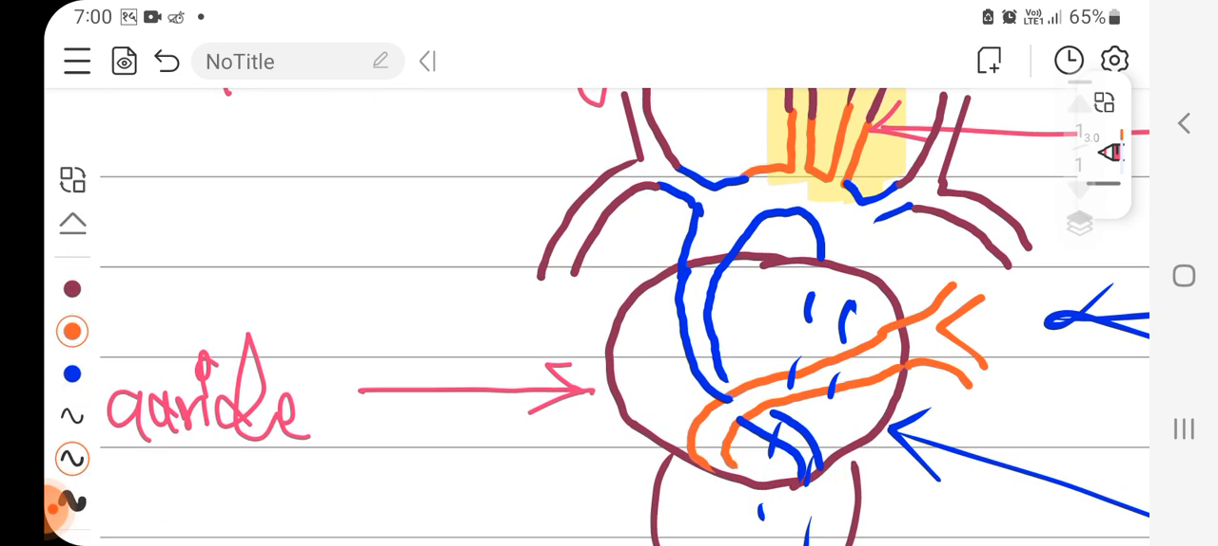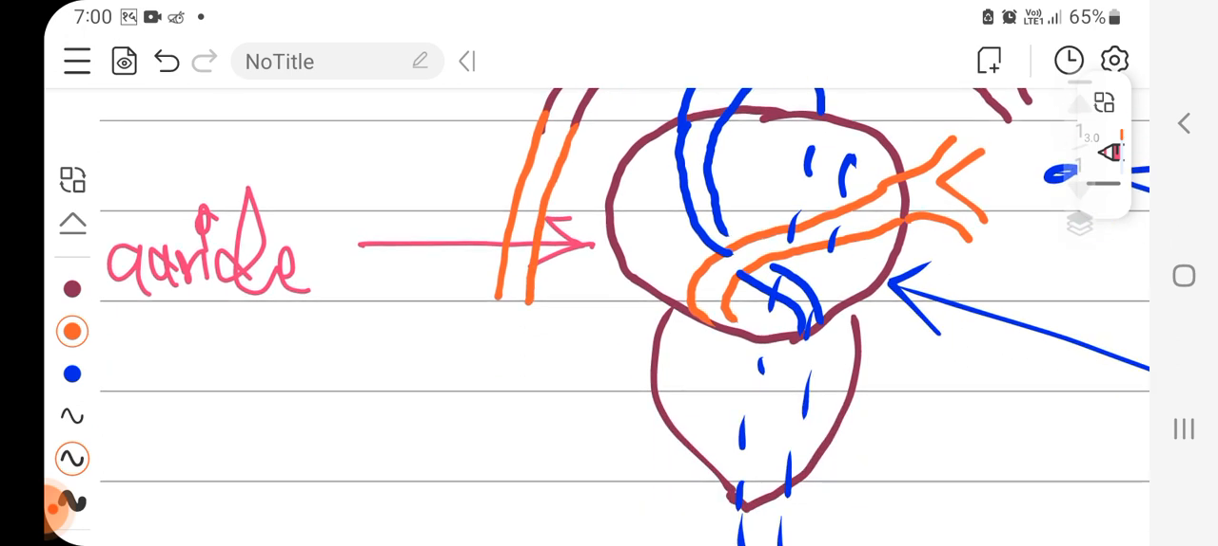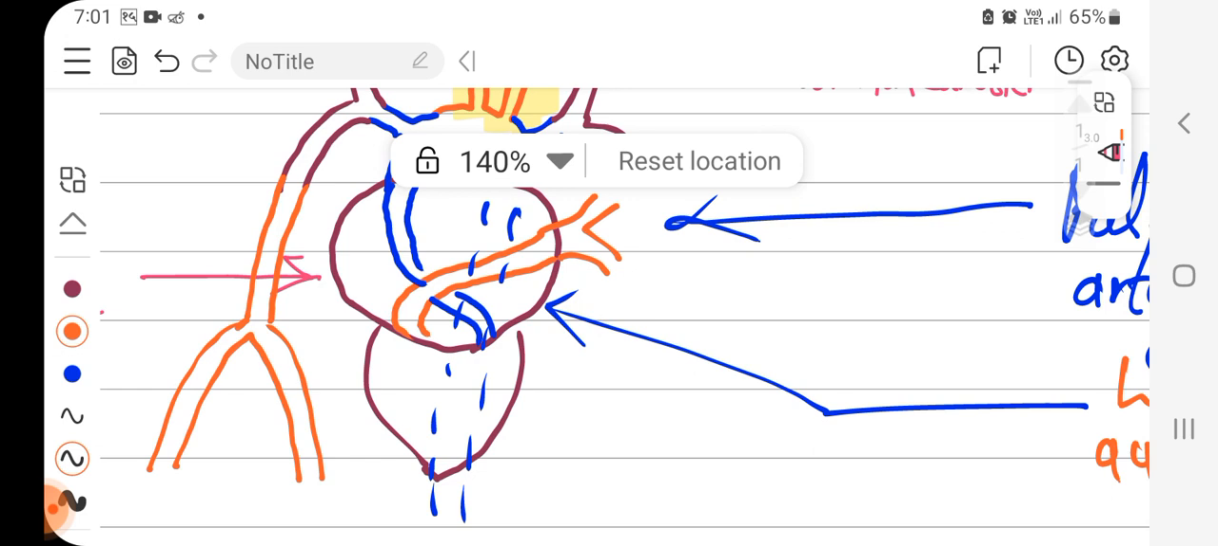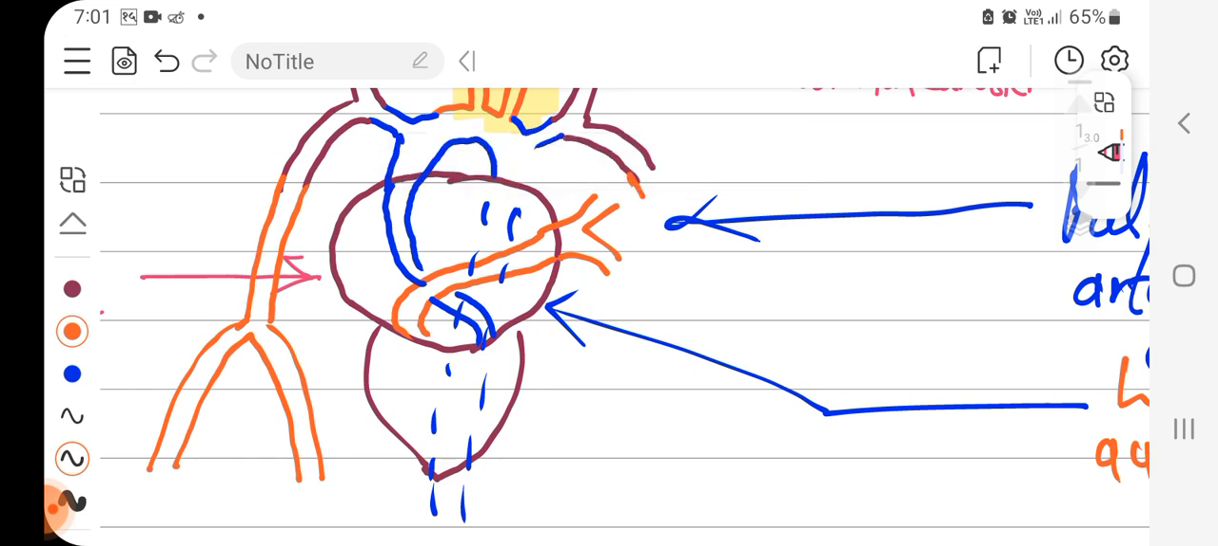Let's see the artery which is coming downside. Now we will move on to this downside. Let it elongate, and it will be divided into two branches like this. Same as this side, this will also be divided into two branches.